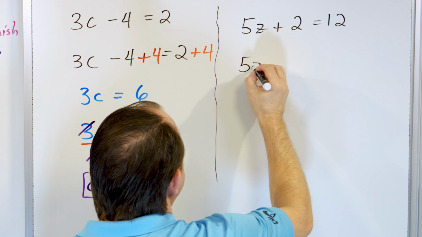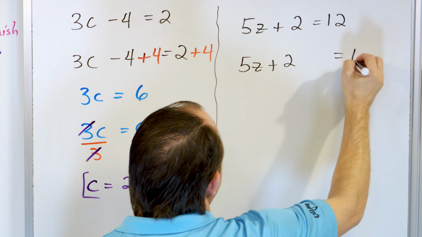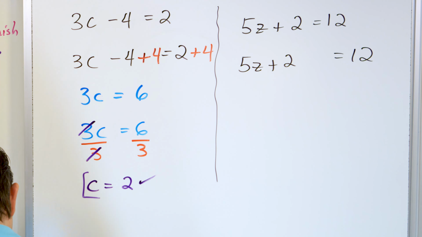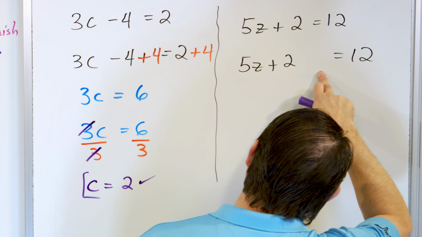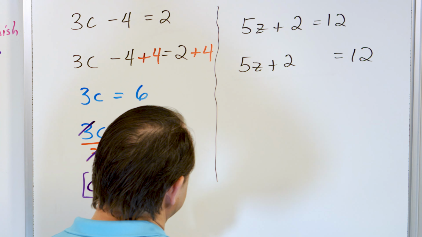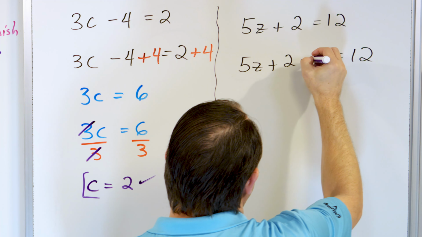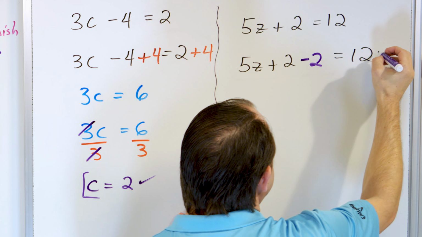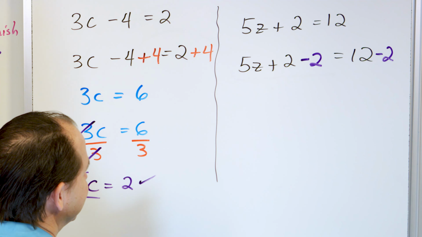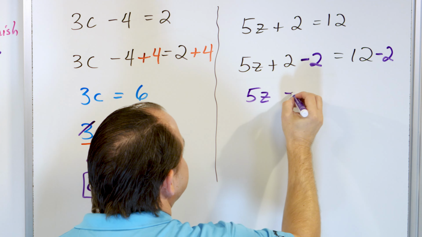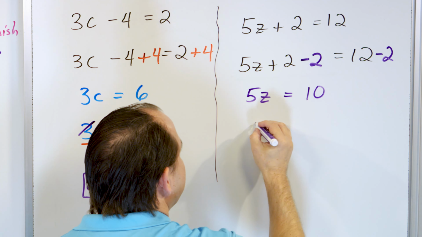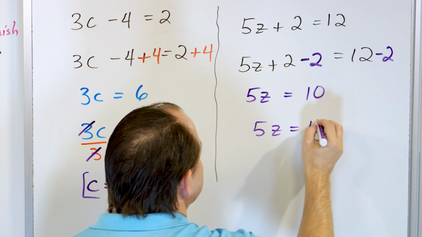So let's rewrite it. 5z plus 2 is 12. What do you think you're going to do first? Well, you're definitely not going to divide. You're not going to divide by 5 because then you have to divide the whole left side by 5 and nothing will cancel. Instead, we're going to get rid of the 2. Subtract 2. Do the opposite. Do it to the right-hand side. 2 minus 2 is 0, so all I have left is 5 times z. 12 minus 2 is 10. So I rewrite this. 5z is equal to 10.